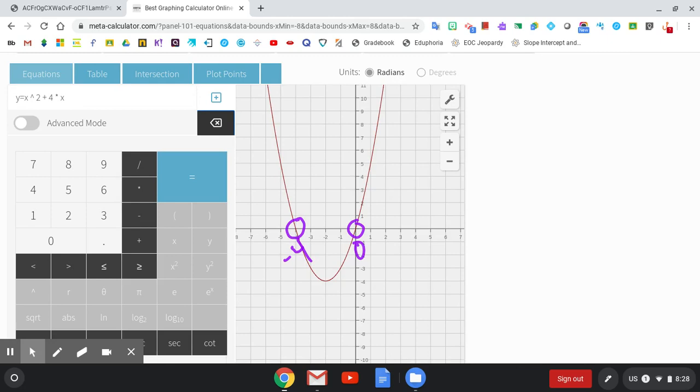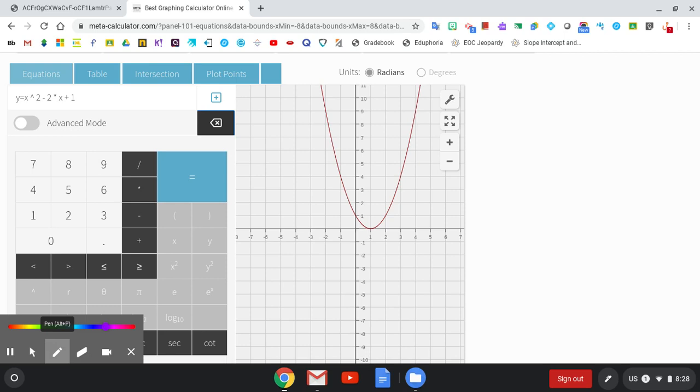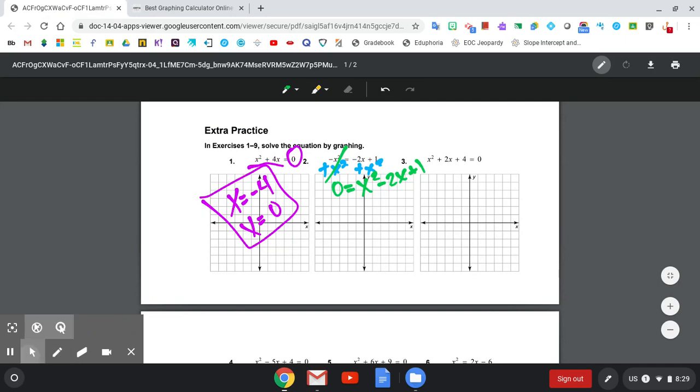So I'm going to go back over to my calculator. I'm going to delete all that. And over here, I have x squared minus 2x plus 1. Enter. And now this is what my parabola looks like. So again, I'm looking for where it crosses or touches the x-axis, so I can clearly see I only have one solution on this problem, and it is at 1. So I go back over here, and my solution is going to be at x equals 1.